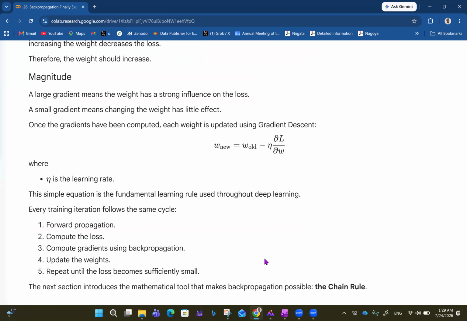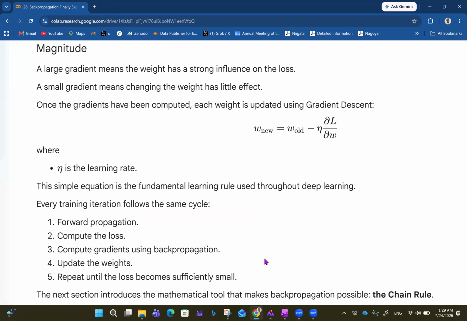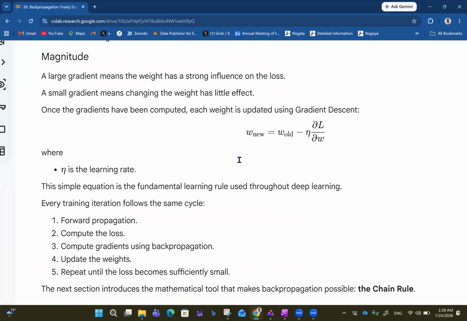We then talk about the idea of magnitude. A large gradient means the weight has a strong influence on the loss, right? Whether it's negative or positive, that determines whether you should reduce the weight or increase it, depending on what we've just seen. A small gradient means changing the weight has little effect. So small gradients don't change the weight much. Don't worry too much about changing those weights.